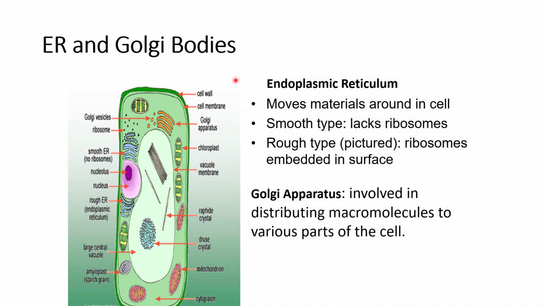ER and Golgi bodies are also found in a plant cell. Endoplasmic reticulum, the main function here also is to synthesize proteins and lipids. We have two types of endoplasmic reticulum. Just outside the nucleus, we have smooth endoplasmic reticulum followed by the rough endoplasmic reticulum. The rough endoplasmic reticulum is called rough because of presence of.